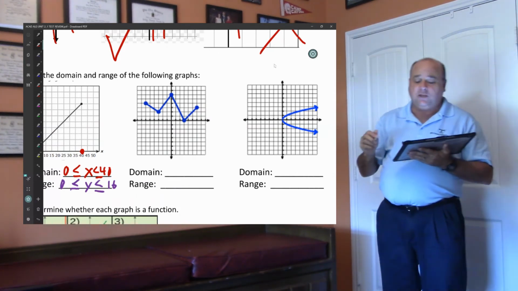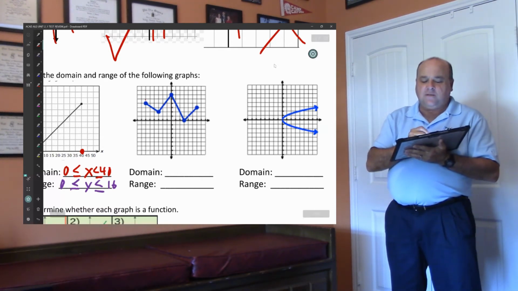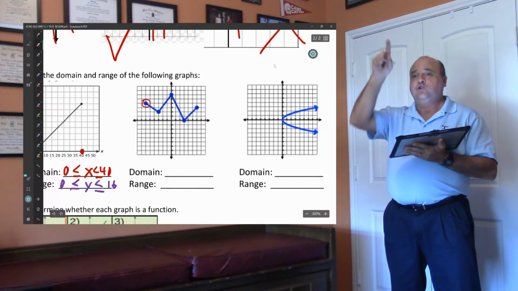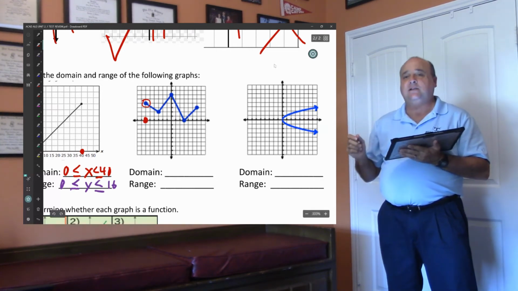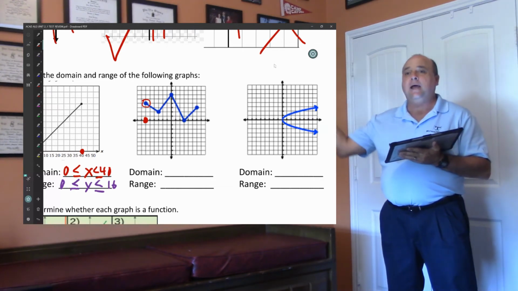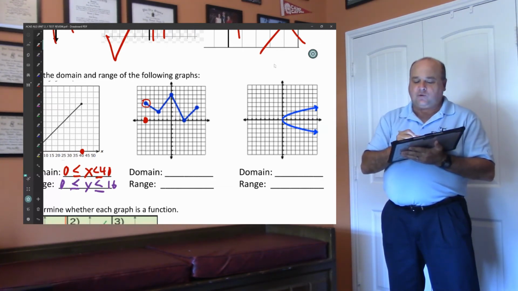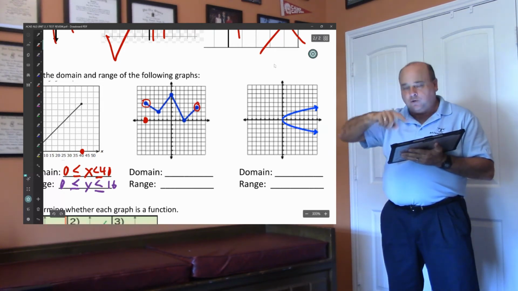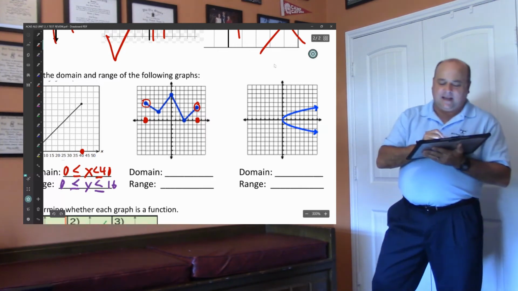Let's do the domain on this one. So we're going to go from the left to the right. The furthest left this graph goes is right here. So I'm going to go to that dot and go straight down to the x-axis and put a dot on my x-axis. I want two dots on my x-axis. One on the left, one on the right. The furthest right this graph goes is right here, and I'm going to go straight down to the x-axis, which would be to here.